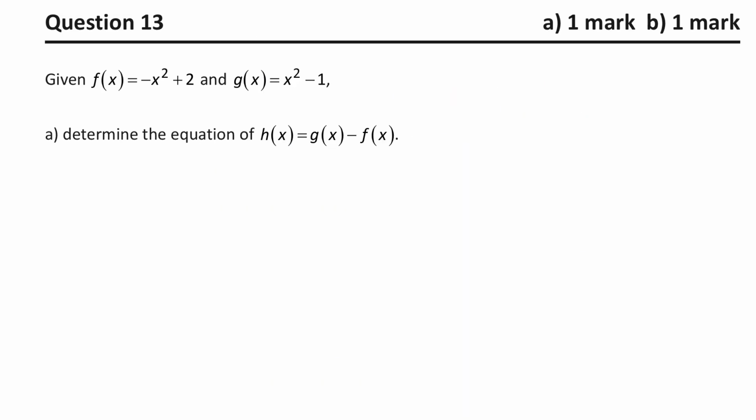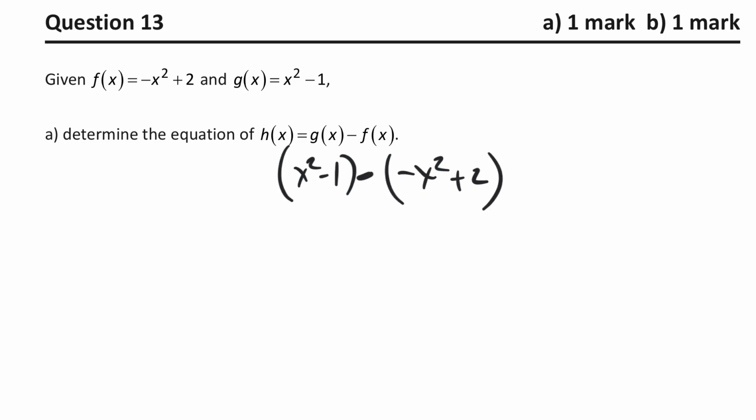Question 13. Given f of x and g of x, determine the equation of h of x, g of x minus f of x. Okay, so g of x is x squared minus 1. F of x is negative x squared plus 2. And we have to subtract these two functions.